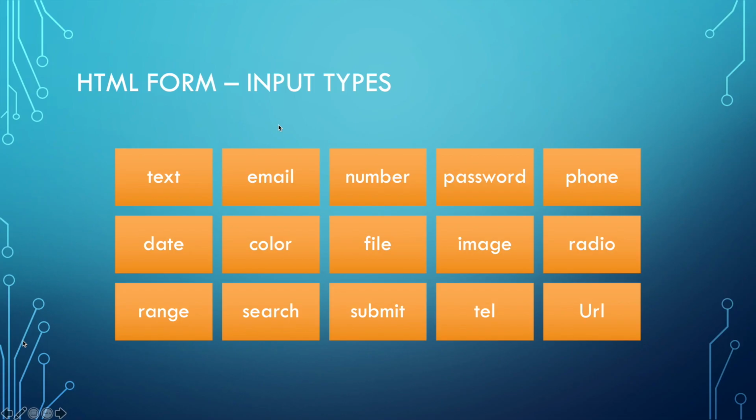Now let's understand form input types. We have seen some input types like type equal to text and type equal to password, but there are some other types, key values basically. Let's see them.